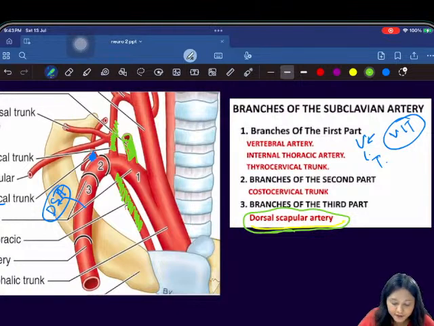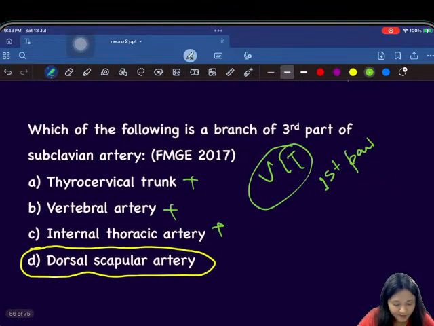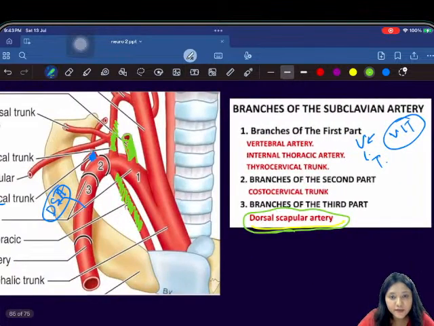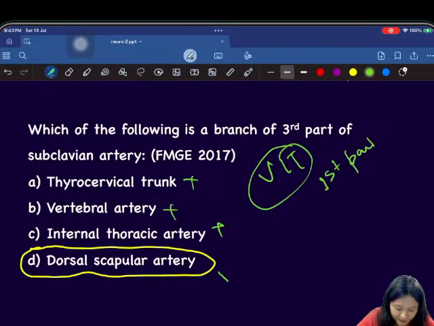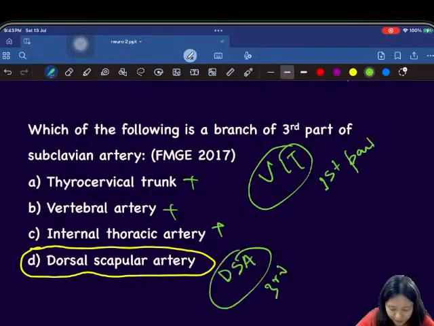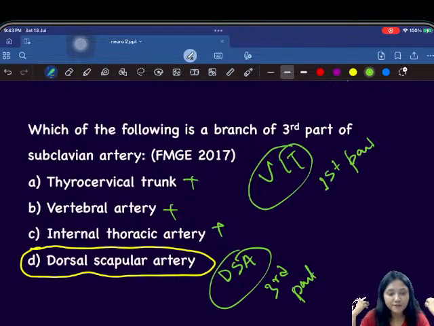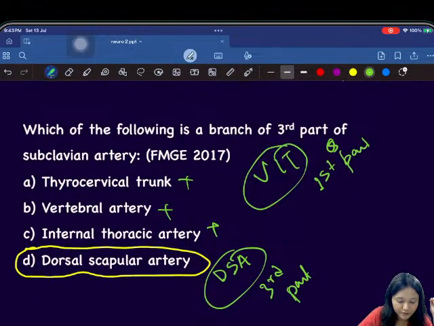Okay, VIT is from the first part: V for vertebral, I for internal thoracic, T for thyrocervical trunk. Costocervical is from the second part, and the third part is DSA, the dorsal scapular artery. Always try to remember dorsal scapular. The third part will be near the scapula, so the answer will be your dorsal scapular. Internal thoracic is from the first part. Just now I have told you: VIT, vertebral, internal thoracic, thyrocervical from the first part, and dorsal scapular from the third part. Okay, I hope you understood.